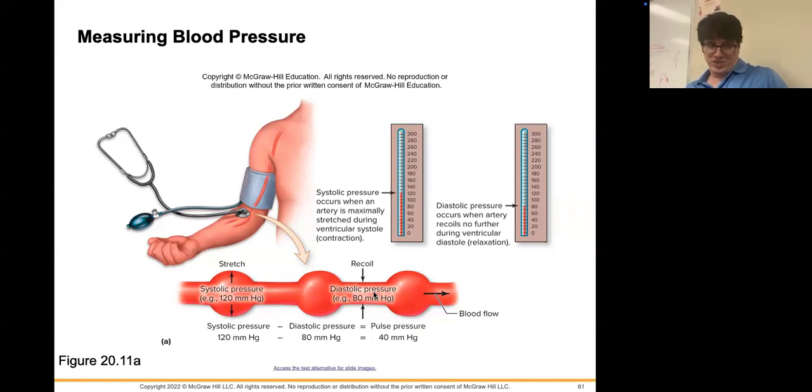But those electric blood pressure cuffs are still doing the same thing. That's all they're doing. It's just in a self-contained little thing. Very good.